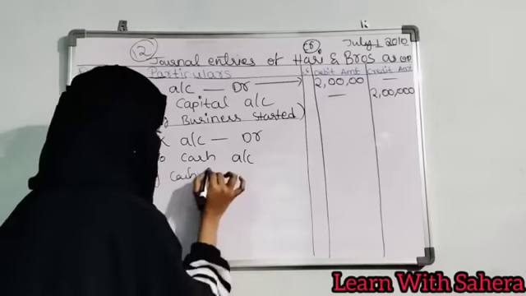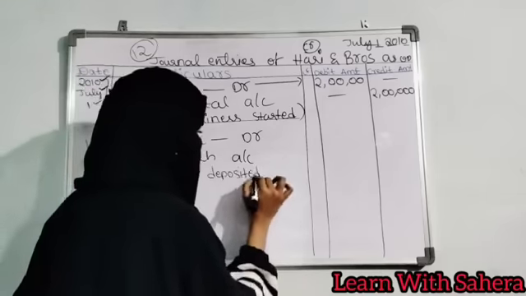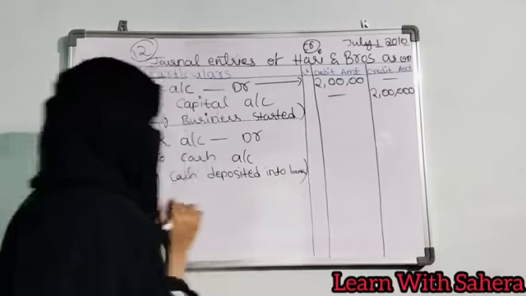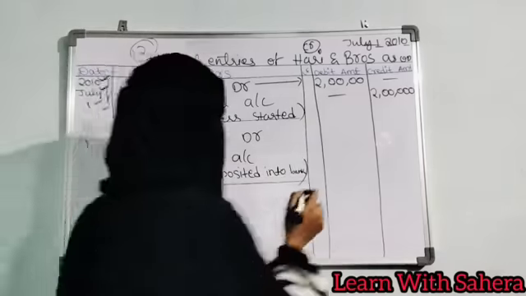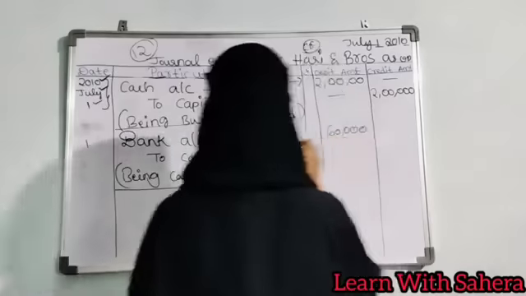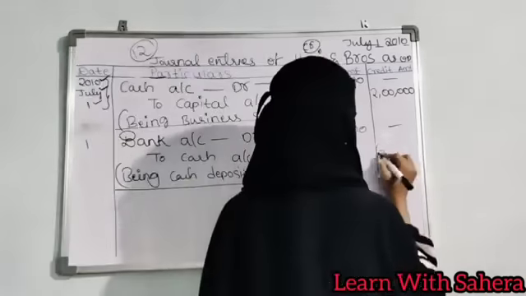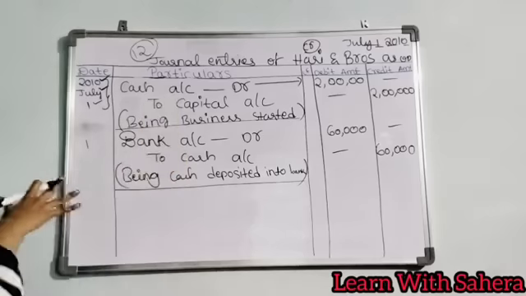Being cash deposited into bank. So close. Second transaction we have done with. How much is the amount, children? Amount is 60,000. So we will be taking 60,000 here to the debit, then to the credit 60,000. Done? Done with the second transaction also.